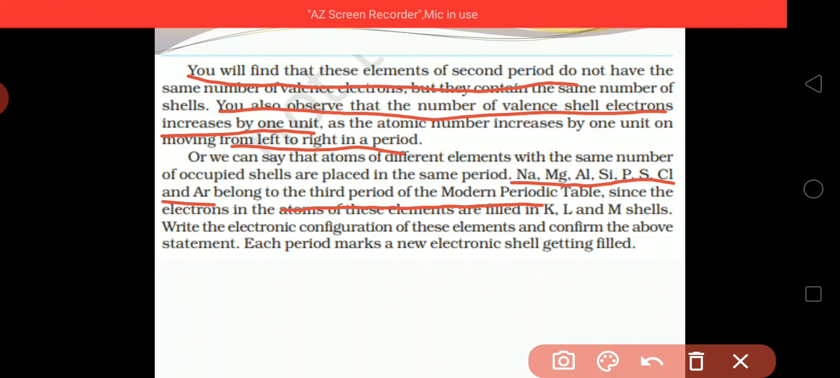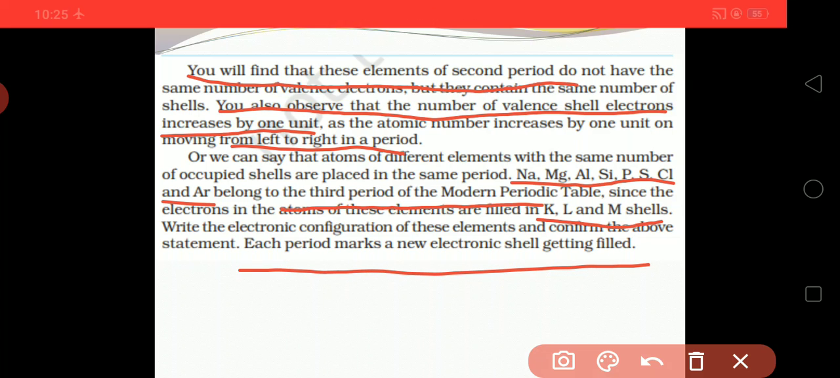And the electrons in the atoms of these elements are filled in the K shell, L shell and M shell. Write the electronic configuration of these elements and confirm the above statement. Each period marks a new electronic shell getting filled. So in each period, a new electronic shell will be filled.